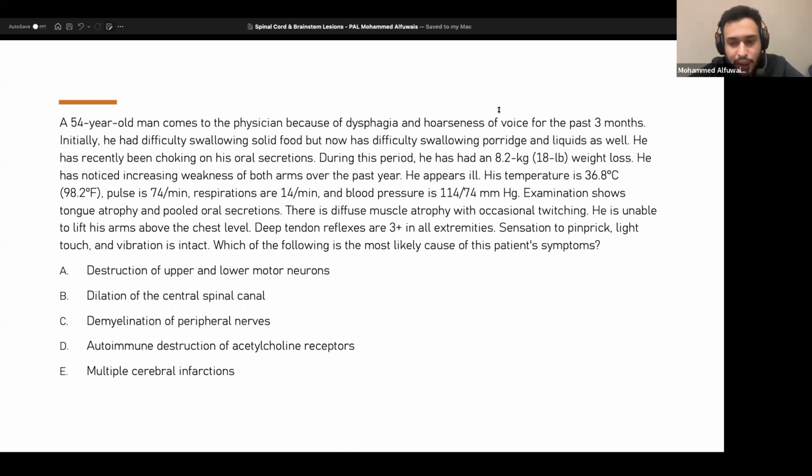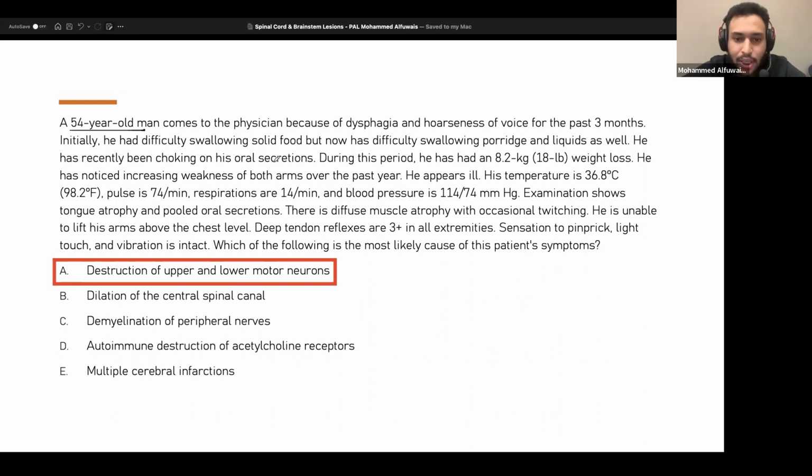So yes, the answer is A. Now we'll explain why it's A. So the first thing, an elderly patient, more in the older age groups, has dysphagia and hoarseness of voice for the past 3 months. Initially, so the word initially tells you it's a progressing disease. So difficulty swallowing solid food, which is dysphagia, but then it turned into liquids. Then he's been choking on oral secretions. So we'll skip all of this because this doesn't matter.